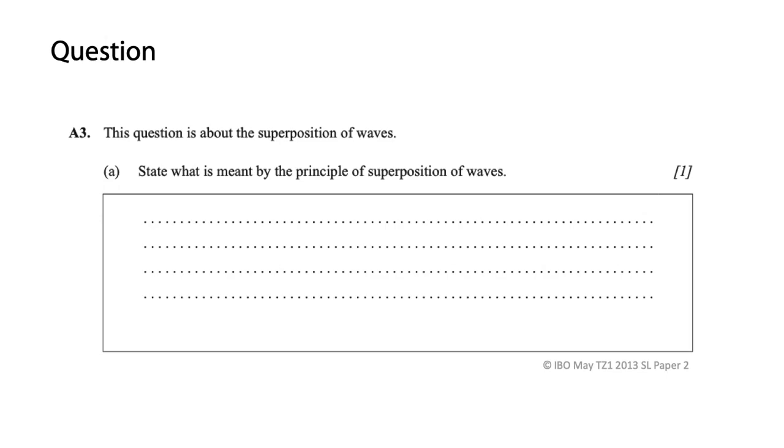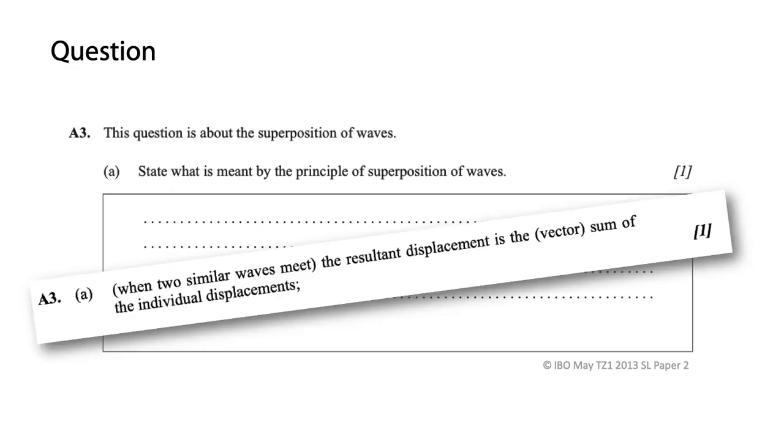One question about superposition from the Time Zone 1 May 2013 Standard Level Paper 2. It's basically a definition question, although for reasons unknown they don't use the word define. They say state what is meant by the principle of superposition of waves. So it's useful to know what the IB means by this. From the mark scheme: when two (similar) waves meet, the brackets there mean that that's not actually essential. The essential part is the resultant displacement is the (vector) sum of the individual displacements. You don't need to write vector, but it is the vector sum of the individual displacements.